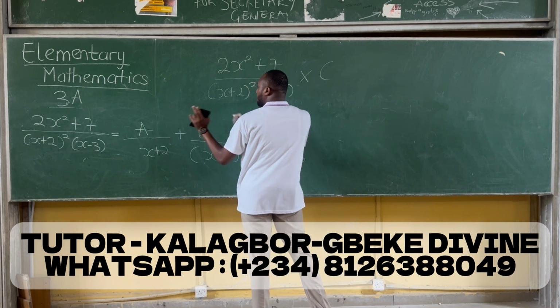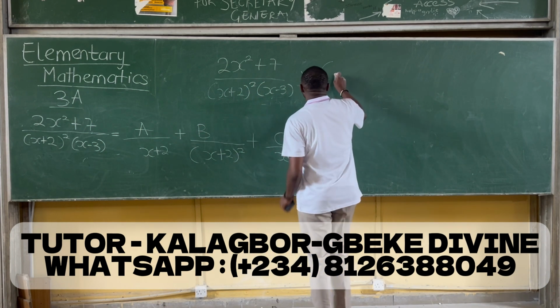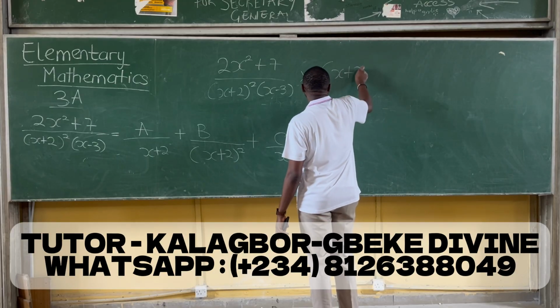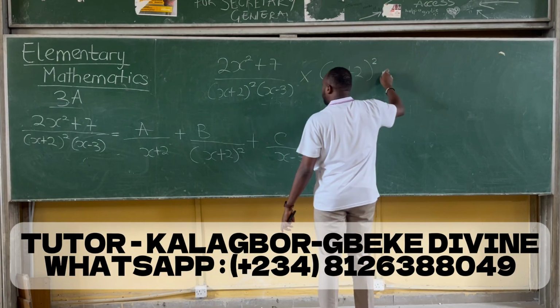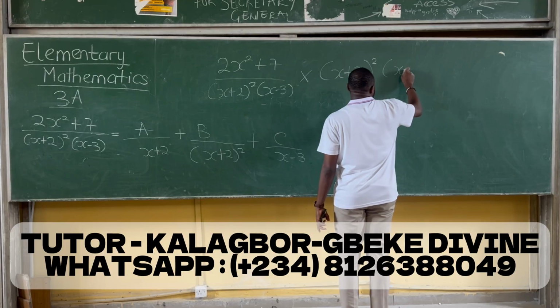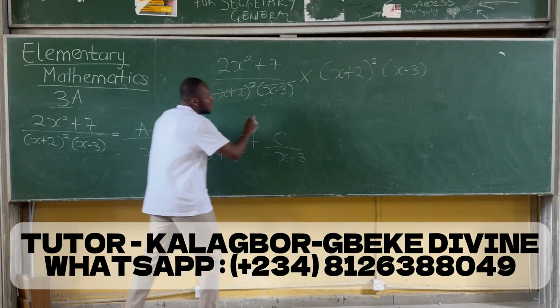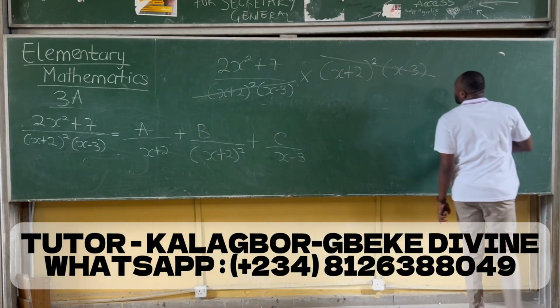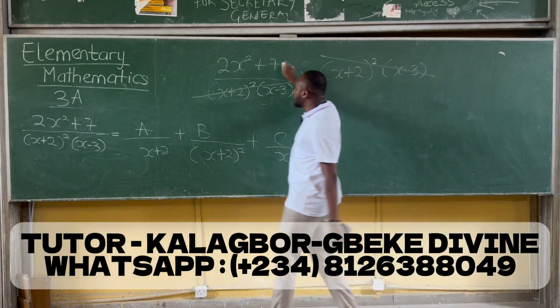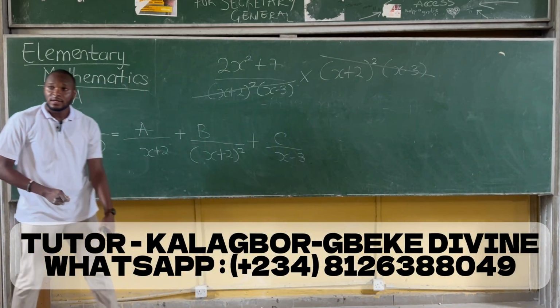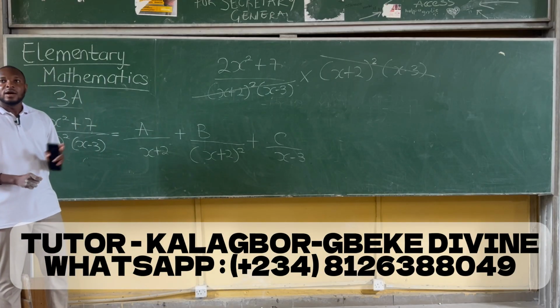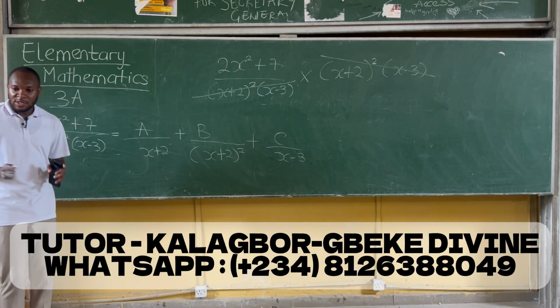I'll show you this one, but let me just show you this other part first. So you multiply it by what? x plus 2 squared into x minus 3. So now, this will cancel out, while this will cancel out, leaving us with only this. Are you seeing it? Any question? Let's proceed.